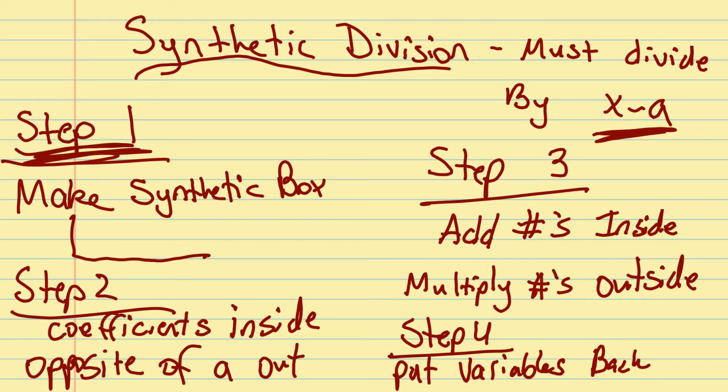Step 1 says you make a synthetic box. Step 2 says you put the coefficients, so the numbers that show up in the problem go on the inside of the box, and then you take the opposite of your divisor and put it outside the box. Step 3 says you add the numbers inside, then multiply the numbers outside, and when you're out of room, you put your variables back in. And that's all you do for synthetic division.